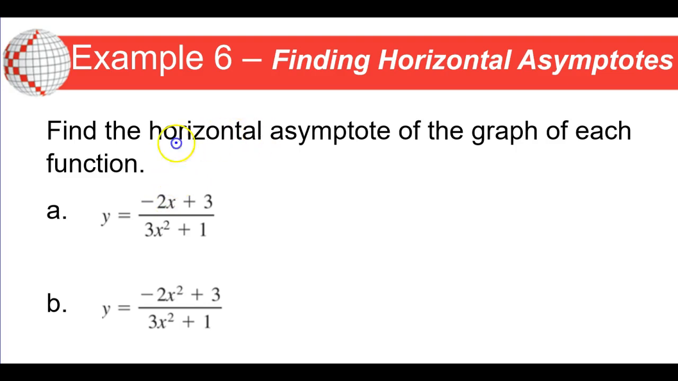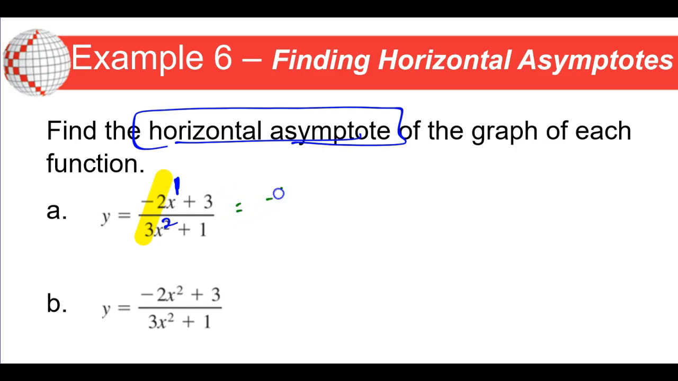So let's try it. Find the horizontal asymptote, so I'm going to check out the degree. If the degree of the numerator is less than the degree of the denominator, then I literally just look at the coefficients out front and say, okay, the answer is going to be negative 2/3, and I'm literally done. How could I do this through limits? It's a little bit more complicated, but not much.